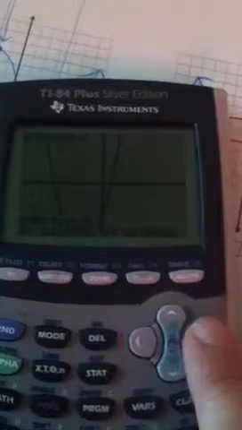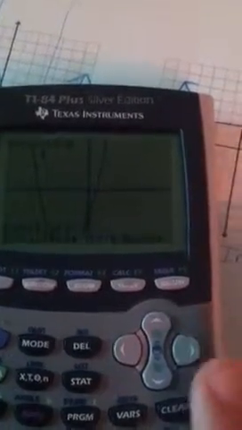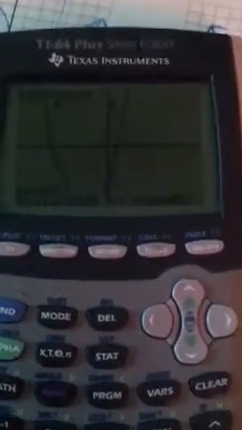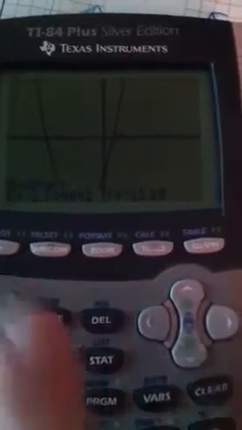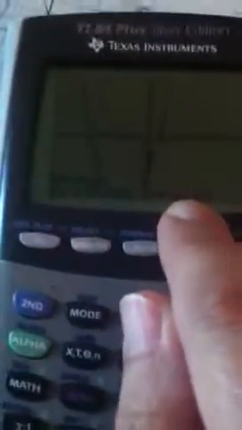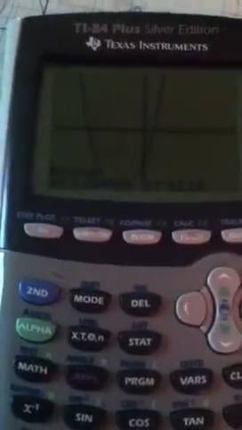So I'm using my right arrow keys, and I'm moving over to the other side, and now there's my cursor. Enter, and it says guess, and you hit enter, and then it says minimum value -2.5, and the y value is -12.25. But when I'm talking about increasing and decreasing intervals, I'm only concerned about the x value.